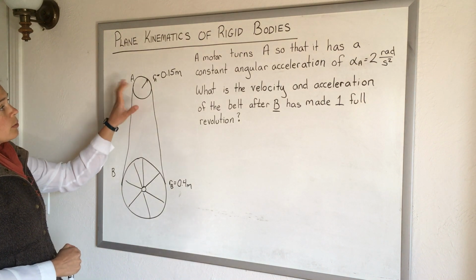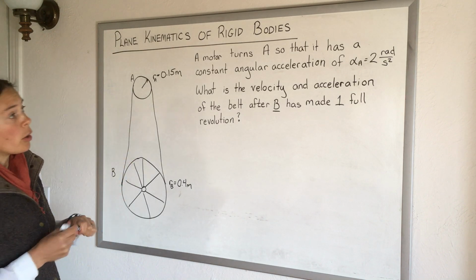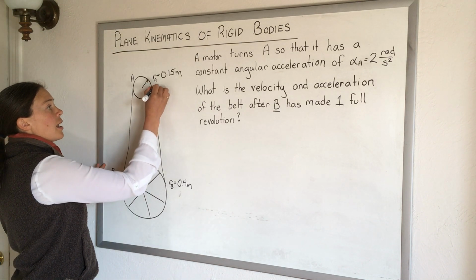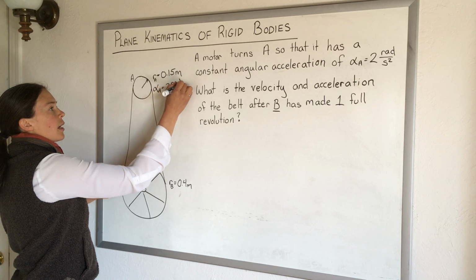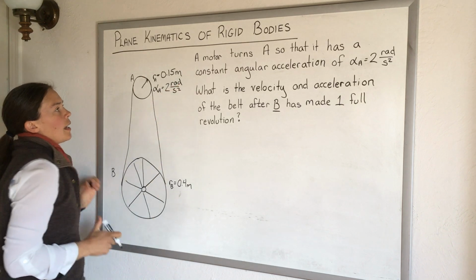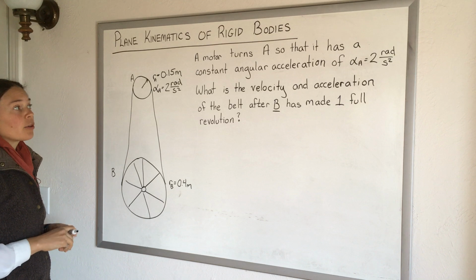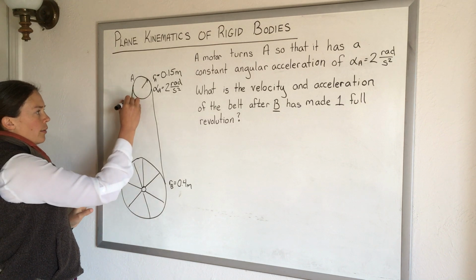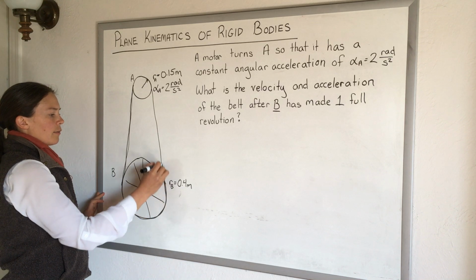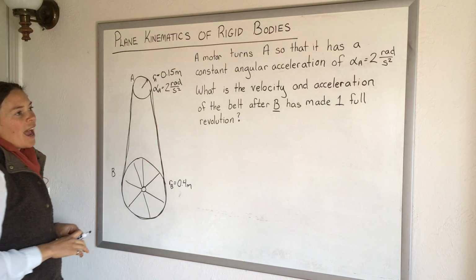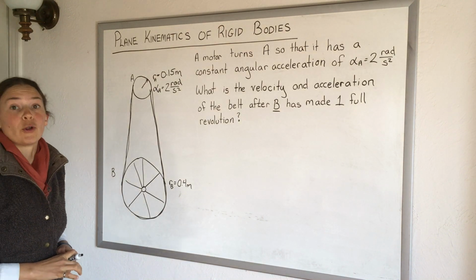So we have a small pulley with a radius of 0.15 meters, and it's being driven by a motor such that it has a constant angular acceleration of 2 radians per second squared. And this problem asks, what is the velocity and acceleration of the belt? So any point along this outside is where the belt is. What is the velocity and acceleration of this after the bigger pulley B has made one full revolution?